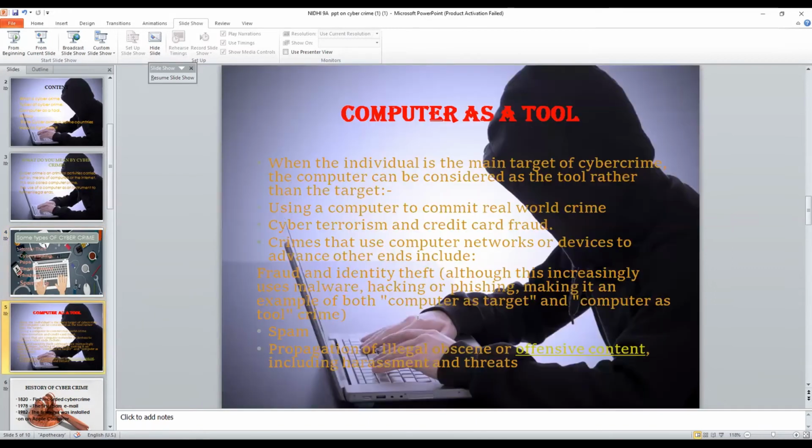Then next is computer as a tool. Whenever an individual is the main target of cybercrime, the computer can be considered as a tool rather than a target. Using a computer to commit real world crimes includes cyber terrorism and credit card fraud. Crimes that use computer networks or devices to advance other ends include fraud and identity theft. Then spams, propagation of illegal or offensive content including harassment and threats.